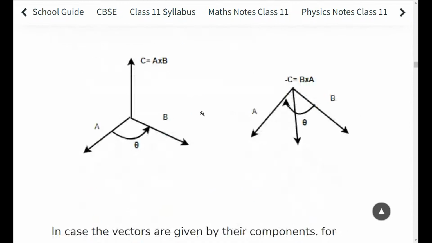This angle between the two vectors is theta, and this is the resultant vector. We have C equal to A cross B. Dot is the symbol for the dot product, cross is the symbol for the cross product or multiplication. This is again C equal to minus B cross A. This is your C. This is A and B.